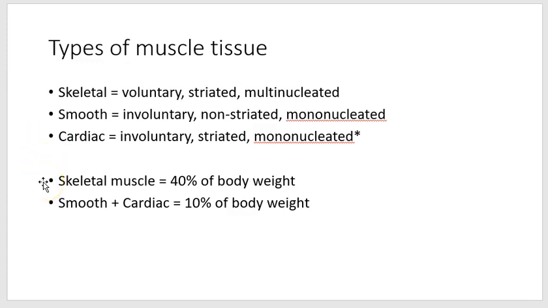Most of your weight, 40% of your body weight, comes from your skeletal muscle. Your smooth and cardiac combined only make up about 10% of your body weight. So a lot of your body weight is skeletal muscle. And what we're going to spend most of our time talking about in here is our skeletal muscle because we have a lot of it.